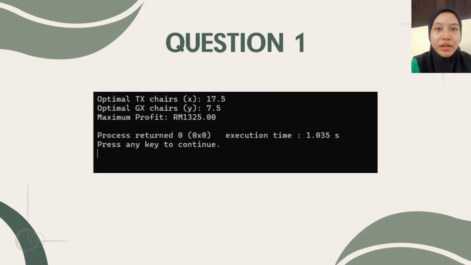From the C programming to solve question 1, I get the output, which is optimal TX is 17.5 and optimal GX is 7.5 and the maximum profit is 1,325 ringgit. So the output is the same as the Excel solver result I get. I will explain it next.